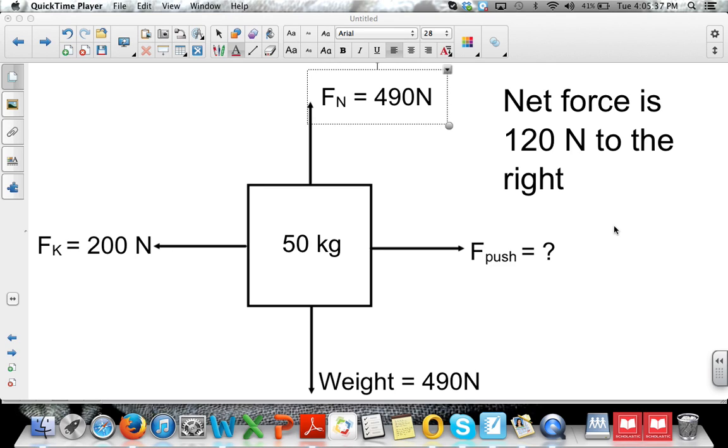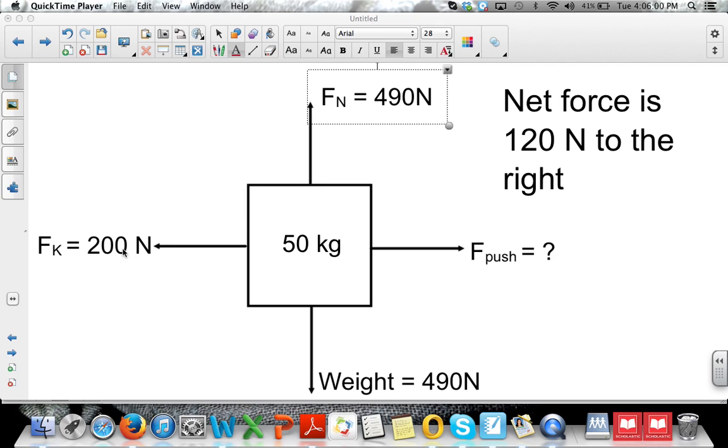Okay, so now we're going to look at what to do if you know the net force, like you already calculated it, and you're missing another force from your free body diagram. How do you use the net force to do that? It works the same way as when you're looking for the net force. Look at the up and down arrows, make sure they're good to go. They cancel each other, that's fine.